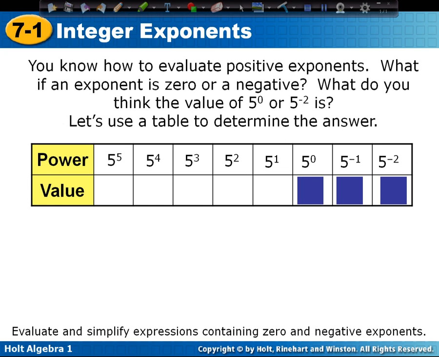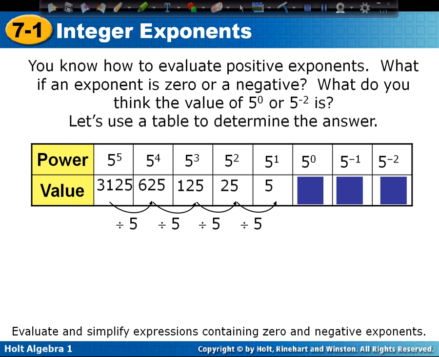So up here we have the powers. We have 5 to the 5th power. We know that is 5 times 5 times 5 times 5 times 5, which gives us 3,125. Then we have 5 to the 4th power, which is 5 times 5 times 5 times 5, and it's 625. 5 to the 3rd power is 5 times 5 times 5, which is 125. 5 squared, or 5 to the 2nd power, is just 5 times 5, which is 25. And 5 to the 1st power is just 5.